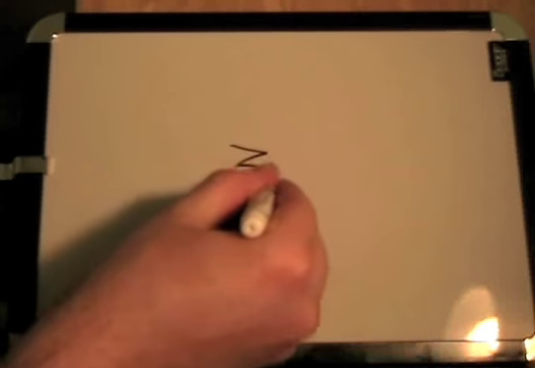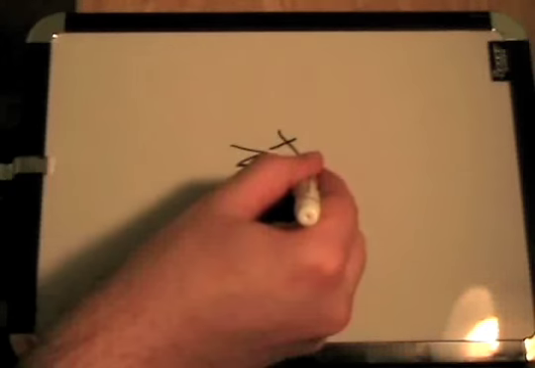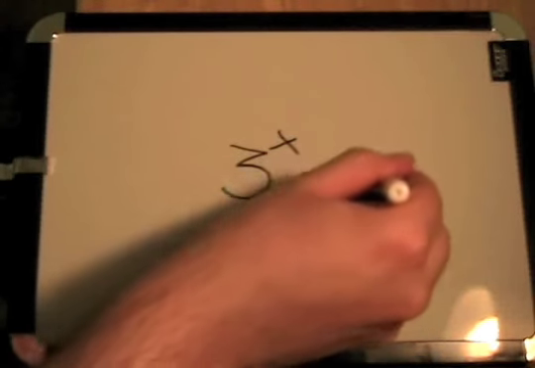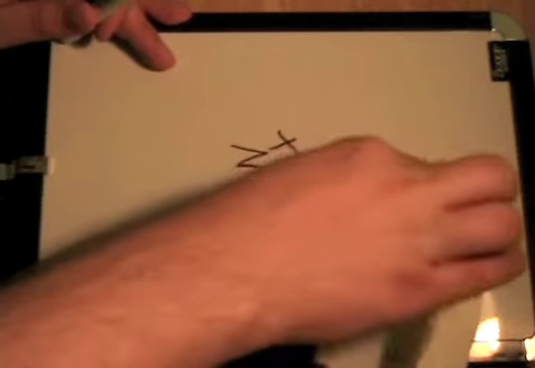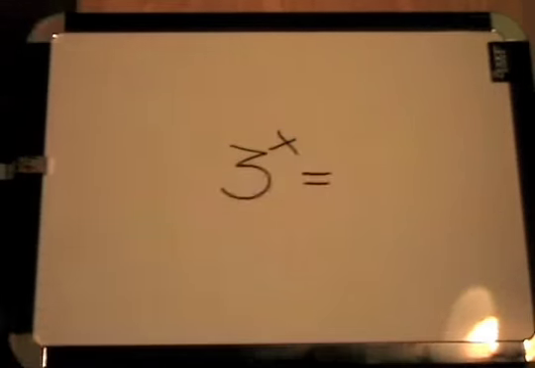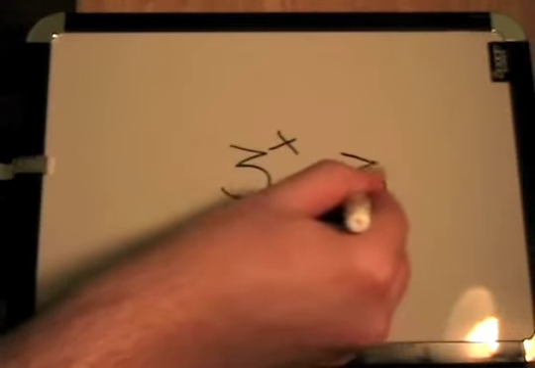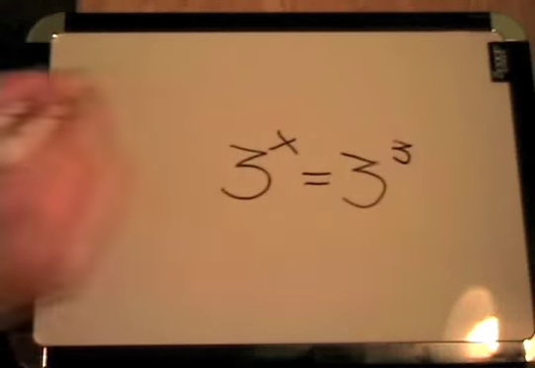Let's start out with an easy term, for instance, 3 to the x power. Now, we're going to set that equal to a number, let's say 27. Now we know that if we take the cube root of 27, we get 3. So, we can also replace 27 with 3 to the third power, since both of these numbers are equal.